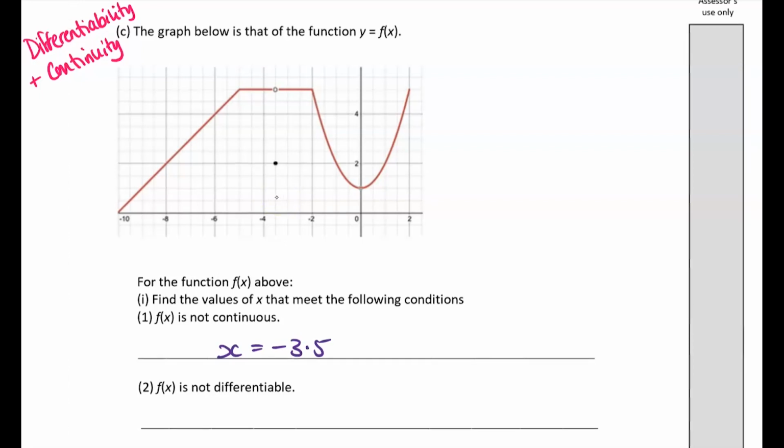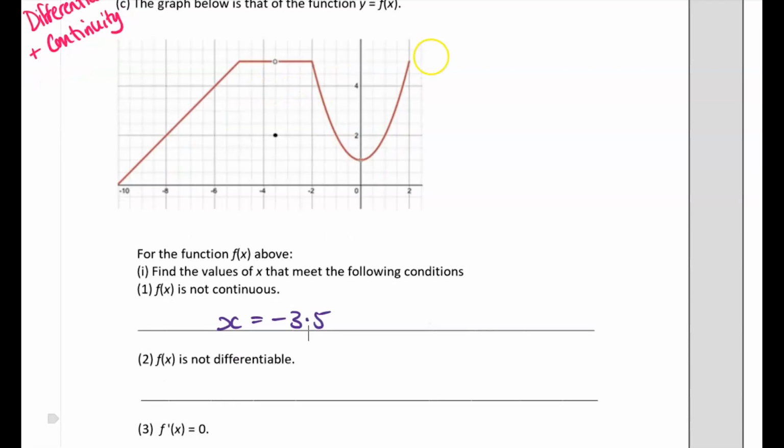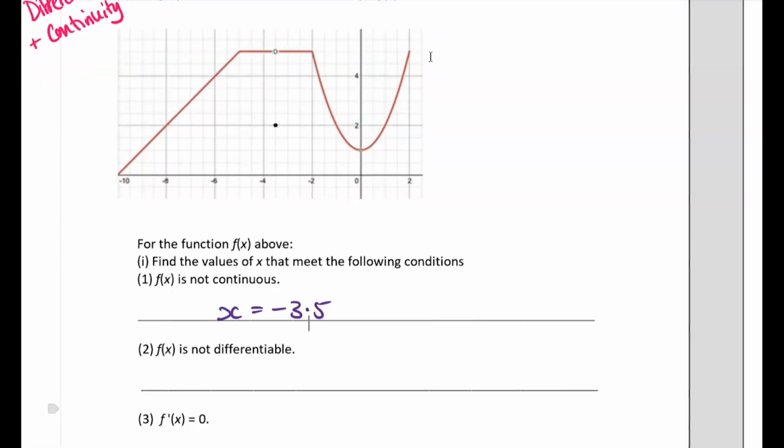F of x is not differentiable. Now, it's not differentiable anywhere that we have a kink or a hole. So we've got some kinks in the graph just here and here, and also the hole that we have already identified. So it's not differentiable at, first of all, minus 5, then this value here, minus 3.5, and this one here is minus 2.